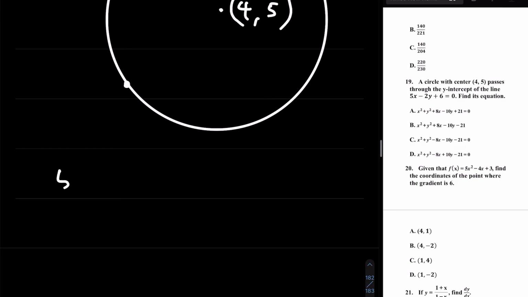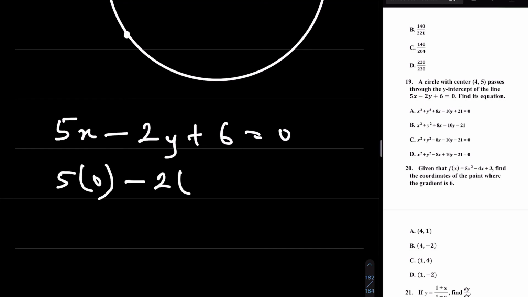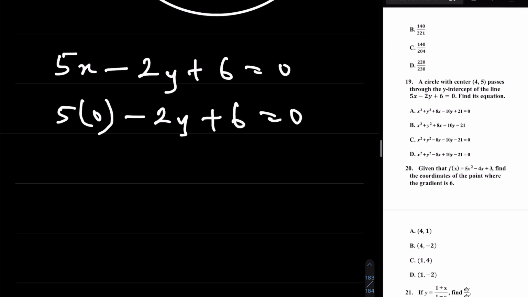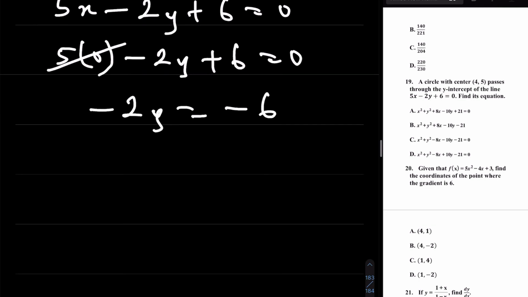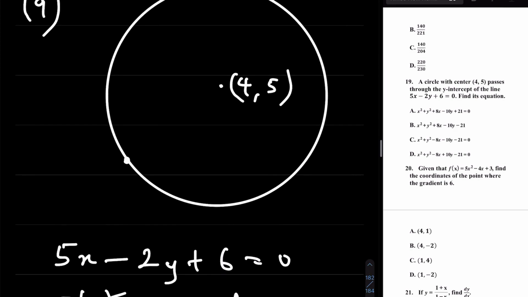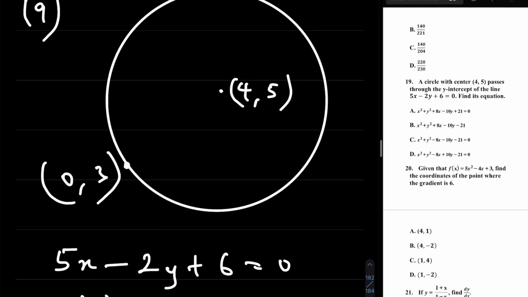By the way, the equation of the line is 5x minus 2y plus 6 equals 0. At the y-intercept, x equals 0. So to find the y-intercept, we just substitute 0 for x. That means 5 times 0 minus 2y plus 6 equals 0, and that simply means minus 2y will be equal to minus 6. We divide both sides by minus 2 to find y, which means y equals 3. That means the y-intercept is 3, and at that point, x is 0. So the point through which the circle passes has coordinates (0, 3).